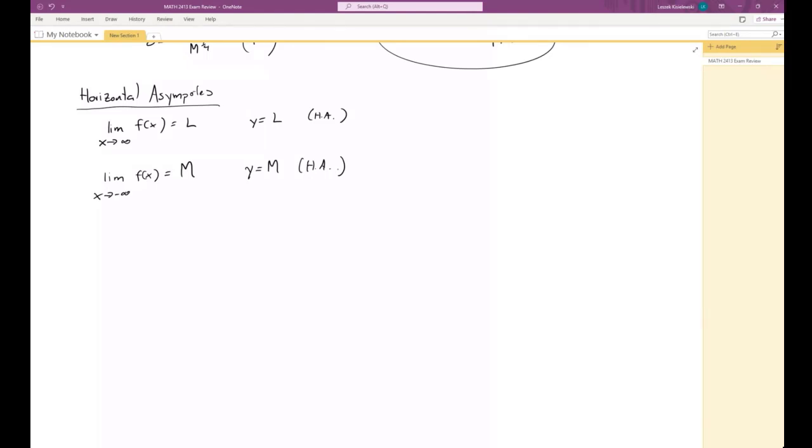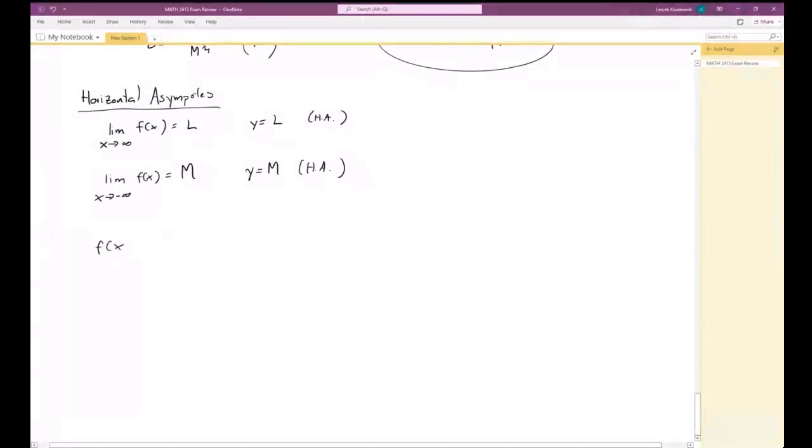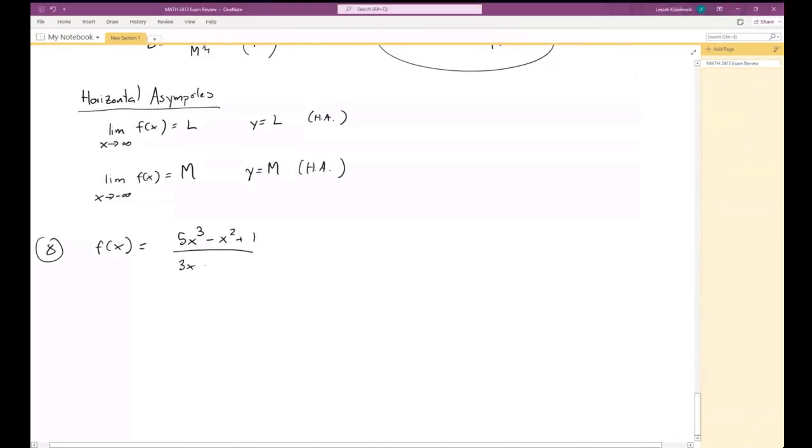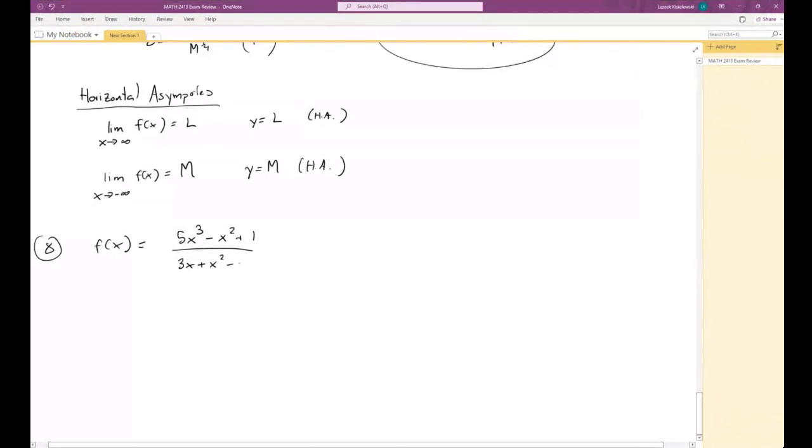All right. So do you guys remember how you deal with a polynomial over polynomial when you want to find horizontal asymptotes? If you have, like, 5x cubed, always pick a silly prime number, minus x squared plus 1, over 3x plus x squared minus x cubed. Well, not the way you did it in pre-calculus. Rather, how are we going to do this in calculus to find horizontal asymptotes, if any?